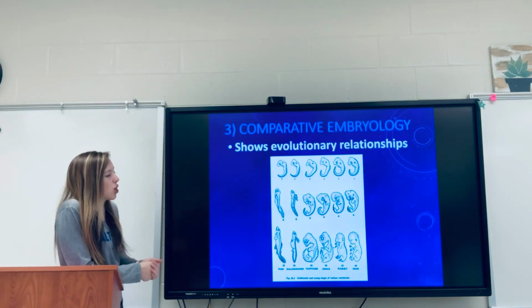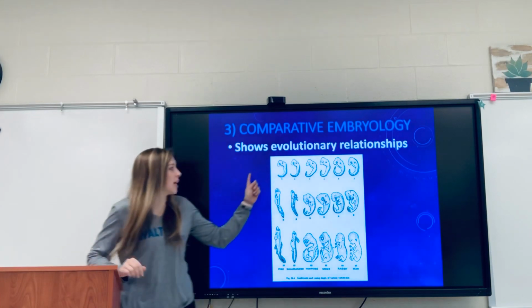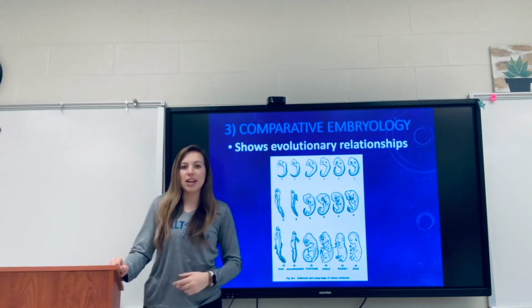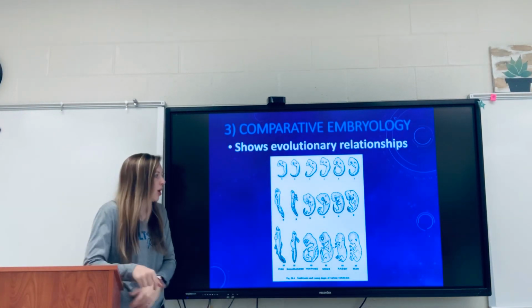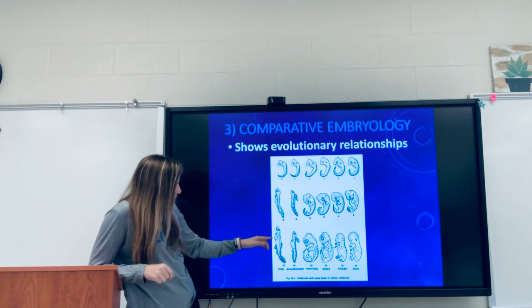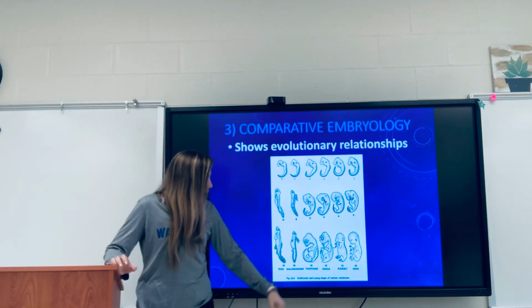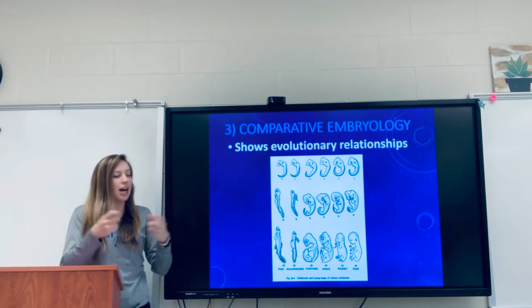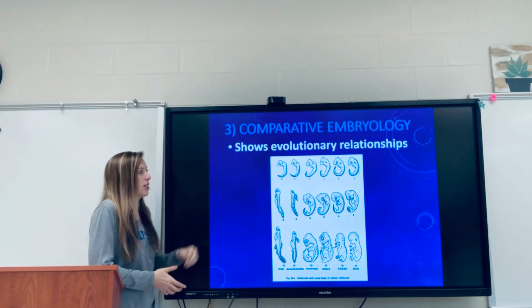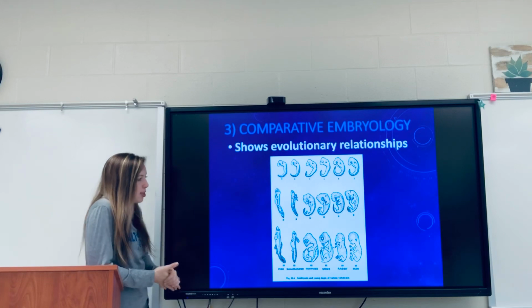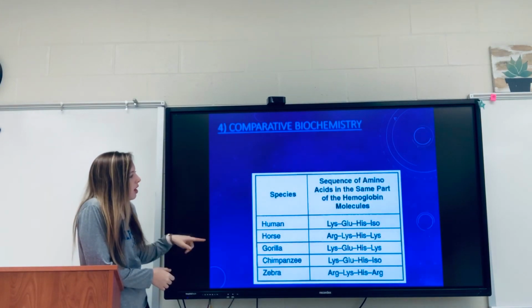Comparative embryology shows evolutionary relationships. So we look here at all these, you probably think they look exactly the same because they kind of do. But as we move down to our next stage and next stage, we can see that this turns into a fish, this turns into a human, a chick, and so it's showing that how similar they look in those early stages can maybe show some relationships between those.